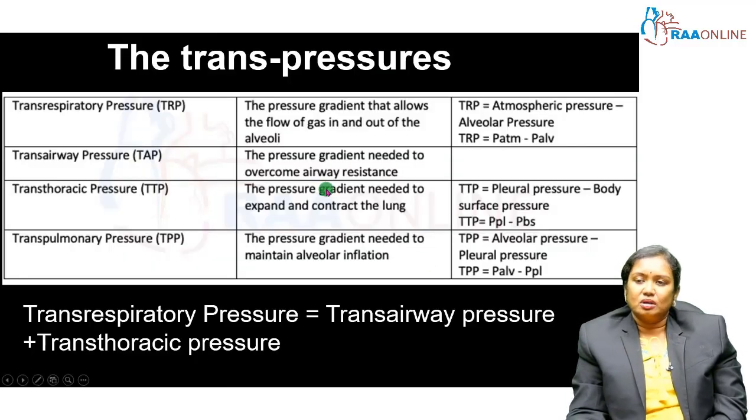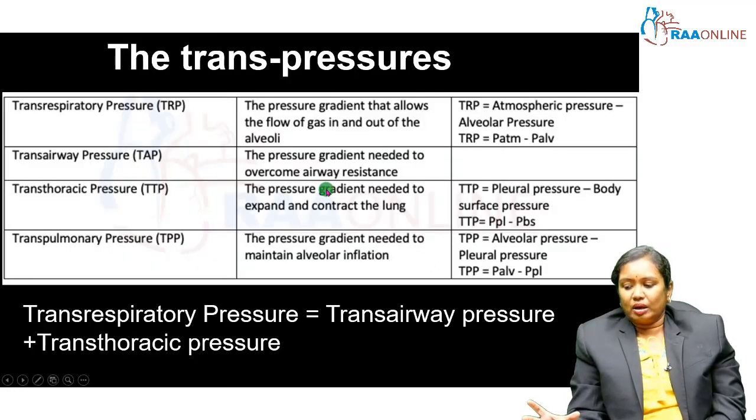So, transpressures. What are transpressures? When there is a cavity, the gradient of pressures inside the cavity versus the pressure outside the cavity, the gradient of pressure inside minus outside, gives the transpressure. There are quite a few transpressures which we have to understand with the airway. First is the trans-respiratory pressure. This trans-respiratory pressure is the pressure gradient between the atmosphere and the alveolus. So, this is the pressure gradient that allows the flow of gas in and out of the alveoli.